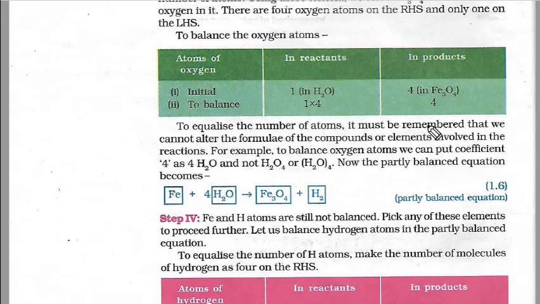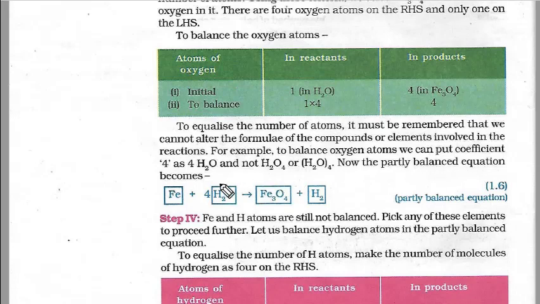To equalize the number of atoms, it must be remembered that we cannot alter the formula of the compound or element involved in the reaction. That means whenever you are putting 4, you have to put 4 here, you cannot put 4 at the subscript of the oxygen, because you cannot change the chemical formula of a compound. For example, to balance the oxygen atoms, we can put the coefficient 4 as 4H2O, not H2O4, because if we write H2O4, we are changing the chemical formula of the compound, which is not possible, because compounds are always formed according to their valences or their proportion. So you cannot change that.